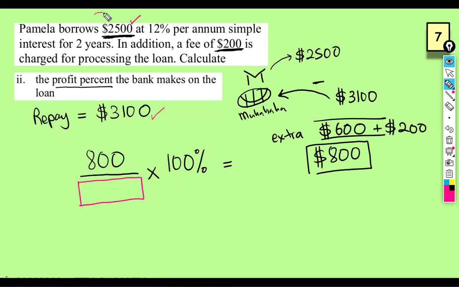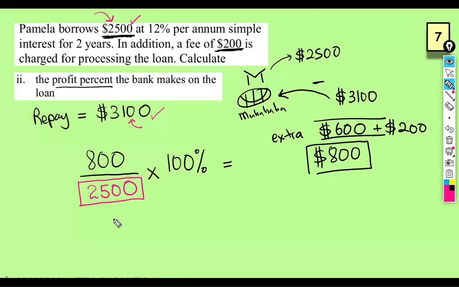Do we put the original amount borrowed, or the amount repaid at the end? Which is the correct one when you're converting something to a percentage? Original value or the new value? It's always the original value. So it's the 2,500 that has to go here.